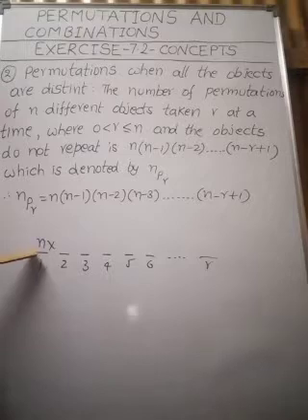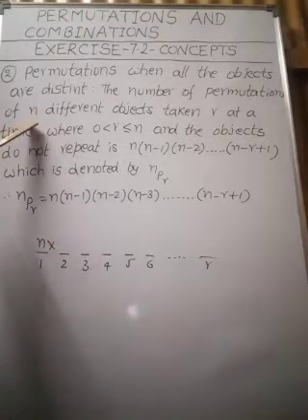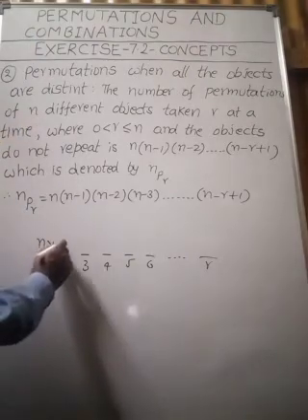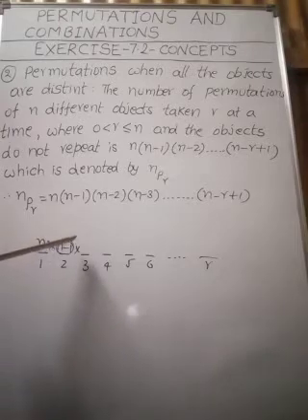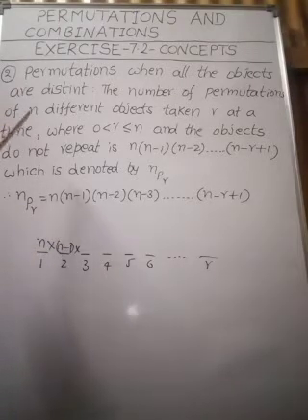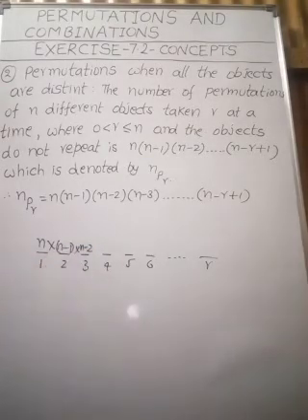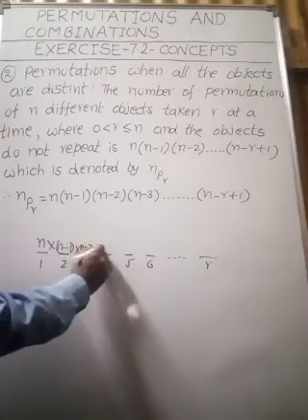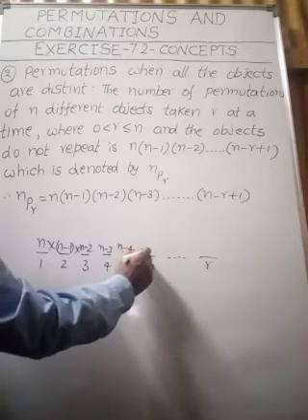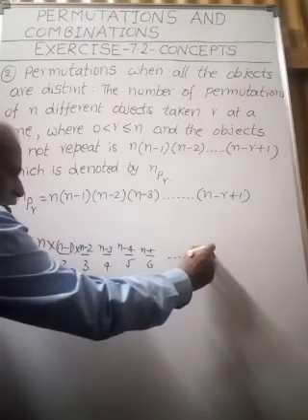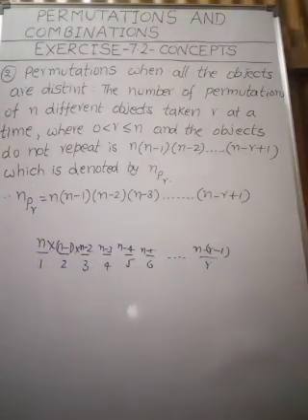So the first operation is over. How many objects will be left in our hand? n minus 1. Yes or no, my children? So n minus 1. After that, how many objects will be there in our hand to fill the third blank? n minus 2. Yes or no, my children? Next, here n minus 3. Yes or no, my children? Here n minus 4, n minus 5 and so on, up to n minus of r minus 1. Yes or no, my children?